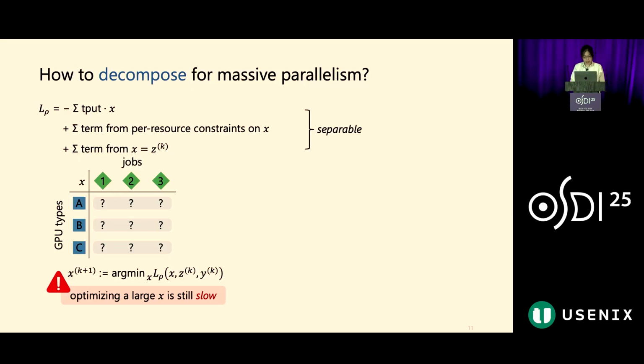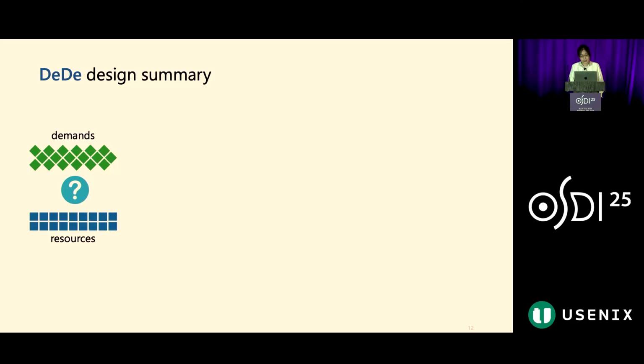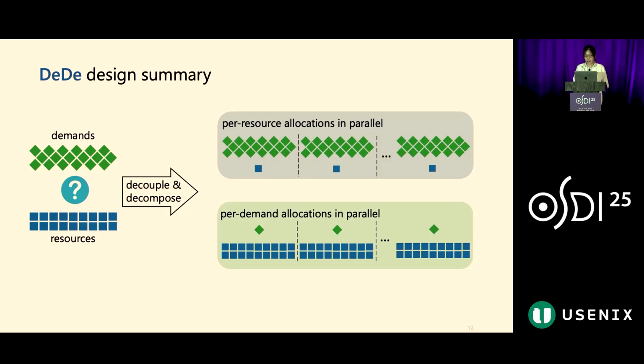Since all these terms are separable, we can now decompose the large x into per-resource allocations, one row for each problem. And because these problems are independent, we can solve them in parallel. A similar decomposition also applies when optimizing z. To wrap up the design, DeDe decouples and decomposes this problem, separating the resource allocation problem into per-resource allocations and per-demand allocations in parallel. These two allocations are performed alternately across iterations.